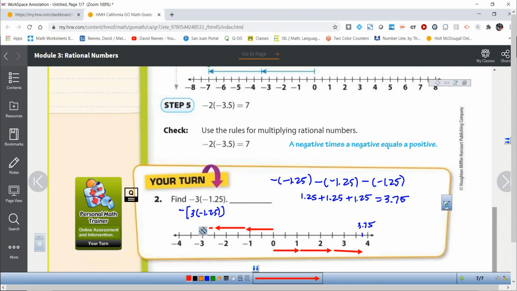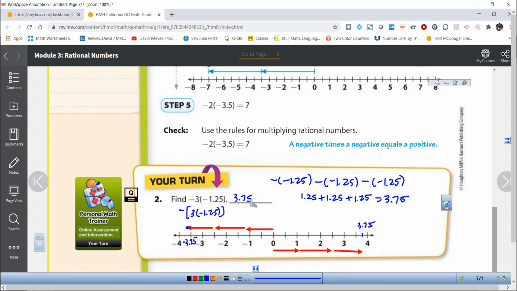And then do it again, 1.25 right there. And they would have us end up at negative 3.75. But then they would have us take the opposite of that, which is going to swing us all the way over to positive 3.75, okay?